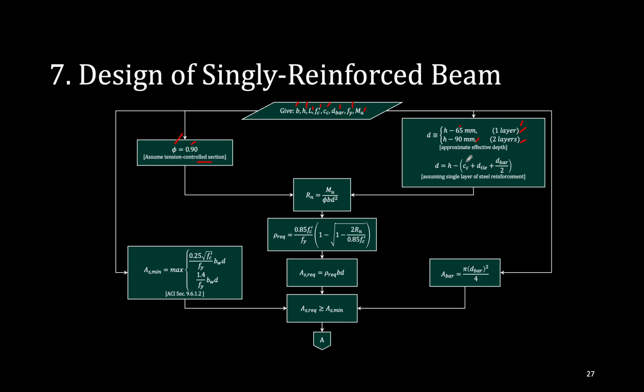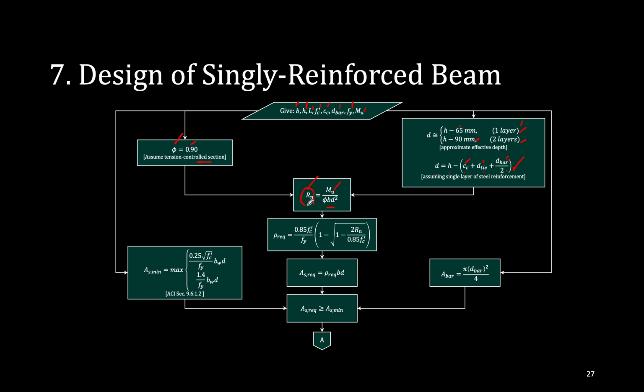If given lang naman yung C sub C, diameter ng ties, tsaka yung diameter ng bar, we can make use of this assuming na single layer kung sa ating steel reinforcement. So yung d natin is equivalent to h minus C sub C plus diameter ng tie plus diameter ng longitudinal bar divided by 2. After that is to solve for the coefficient of resistance, Rn, which is equivalent to our Mu all over phi b d squared.